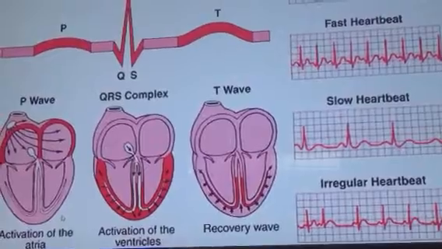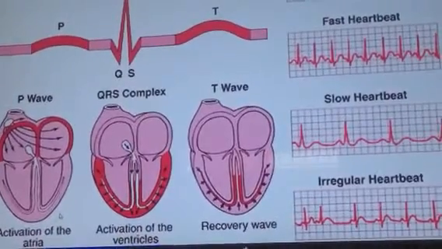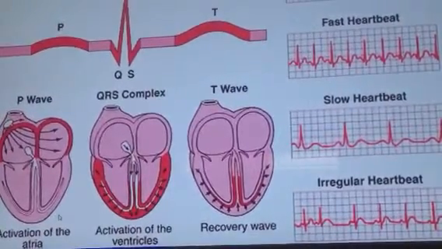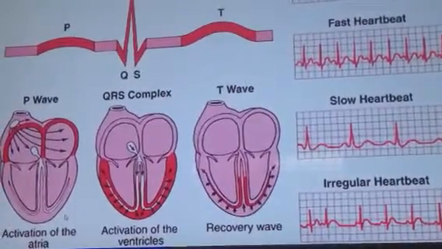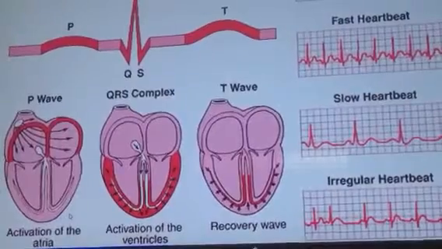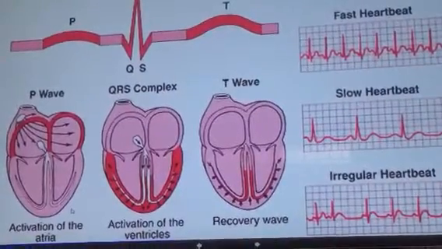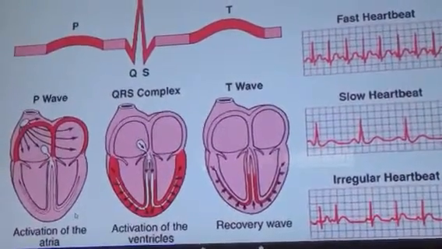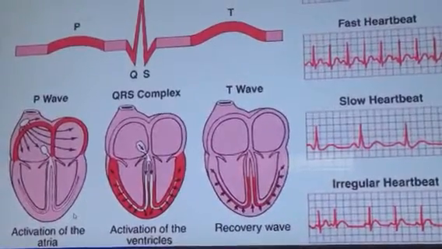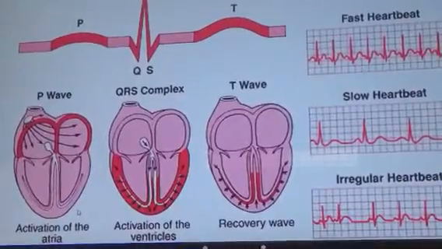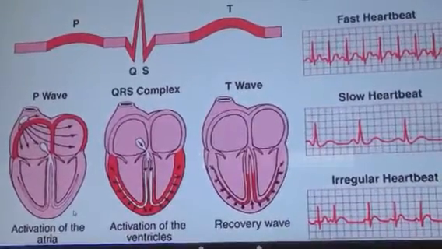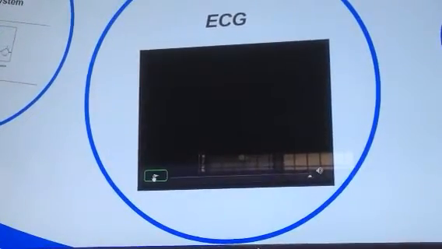In the right part of the picture we have a normal heartbeat. Below this, a fast heartbeat, and we can see the minimum space between QRS complexes. Another is a slow heartbeat. We have an increase in the space in the squares of the electrocardiograph, and an irregular heartbeat. And well, this video is going to be about electrocardiography.